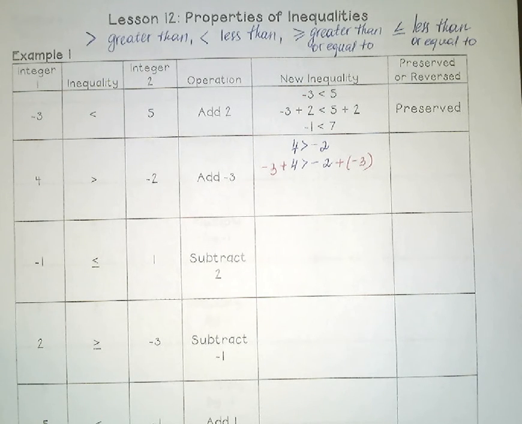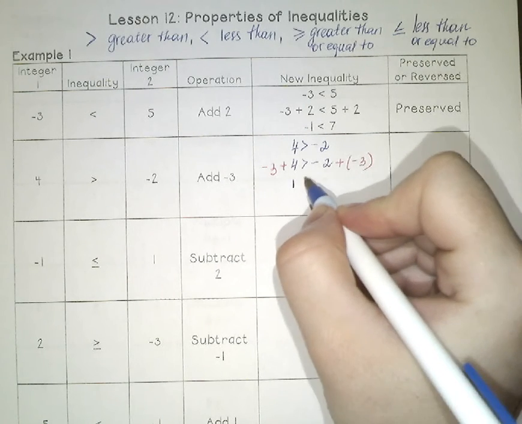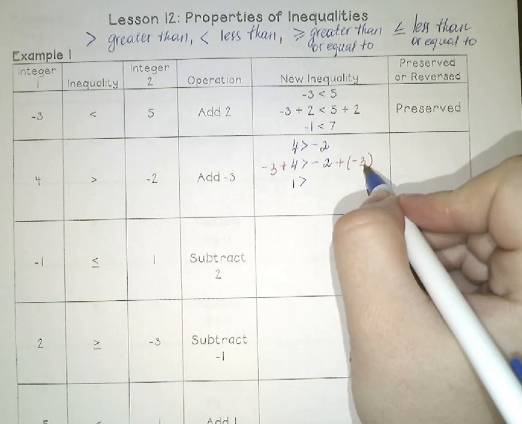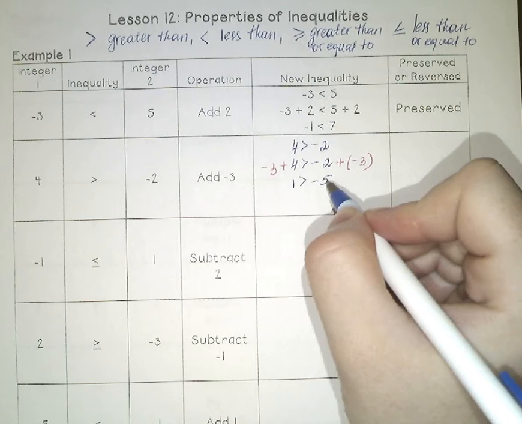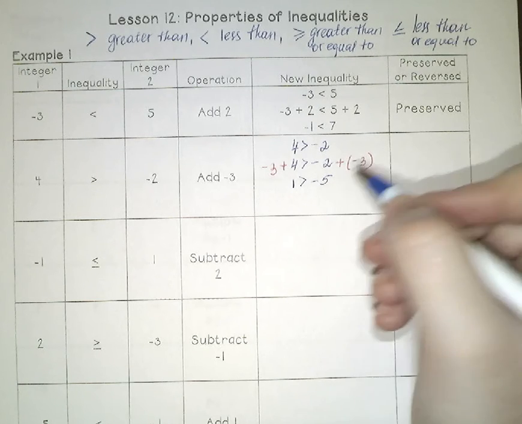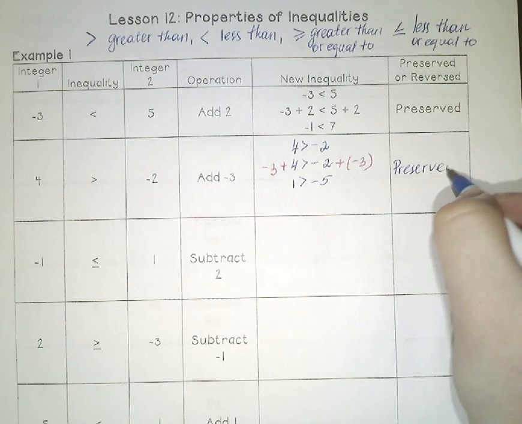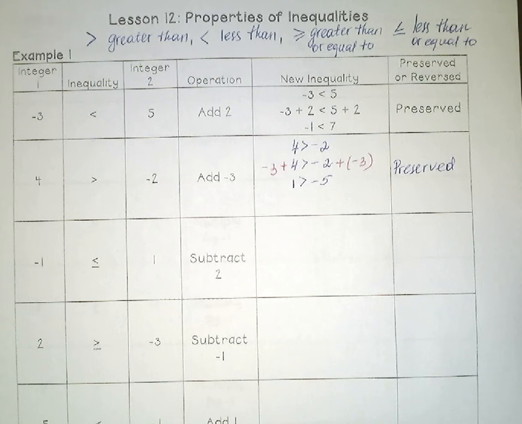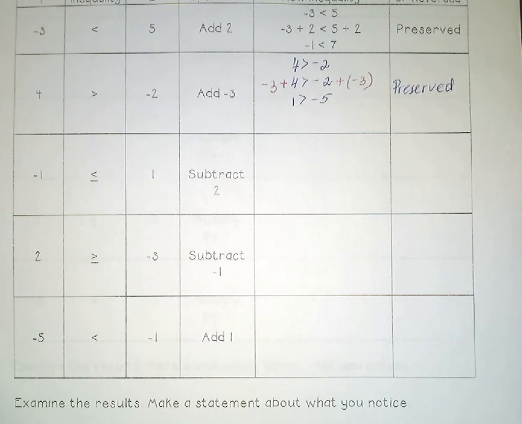Now I have -3 plus 4, which is 1, and I have the greater than sign. -2 plus -3 is -5. Is that true? 1 is greater than -5? Yes, it is. So the sign is preserved. Now you can go ahead and finish that on your own. Here we have 2 examples for you. Once you're done, unpause the video and let's look at it together.